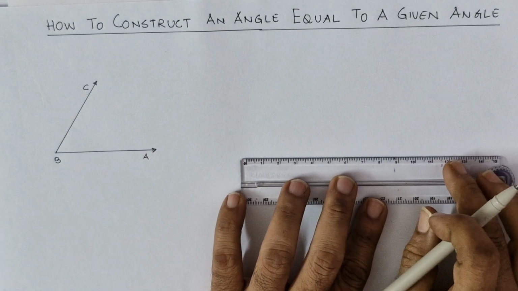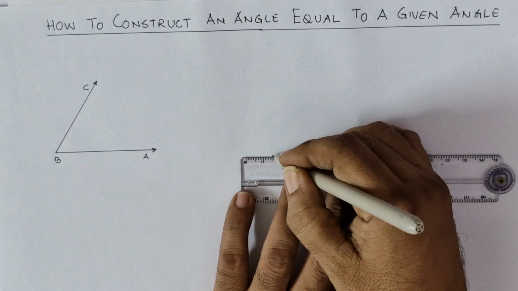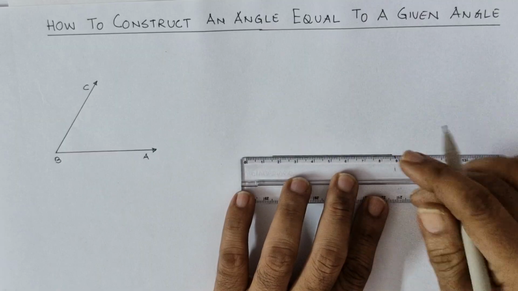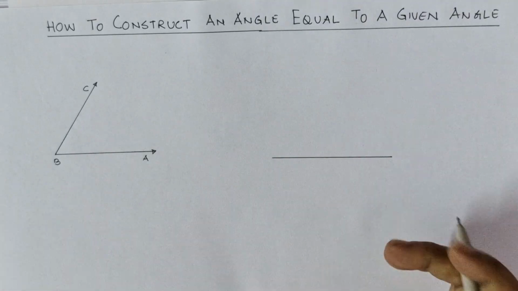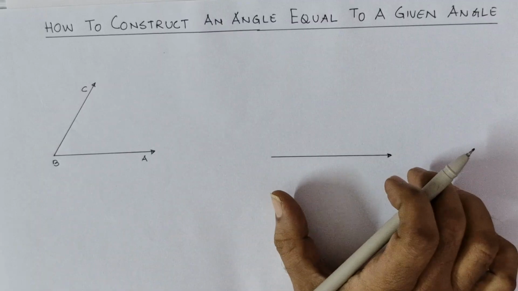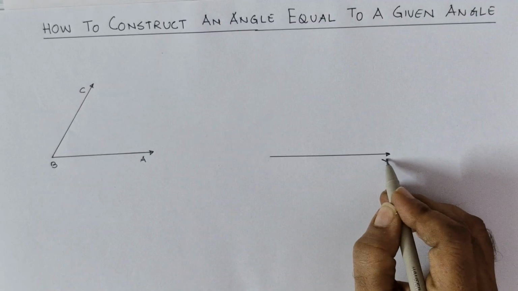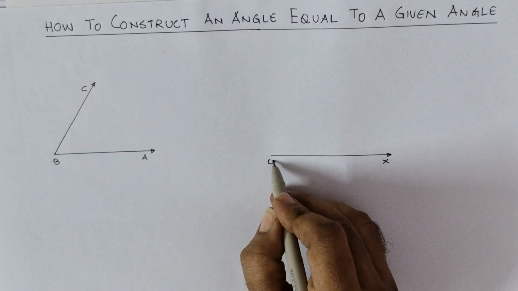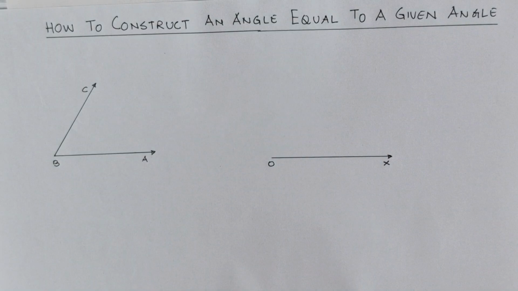You need to draw the first arm. So we'll draw the first arm. Got it? So of any length. So we have drawn this arm. Let's name it. So X, and this is O. O be the new vertex. Got it? Now, what do you need?